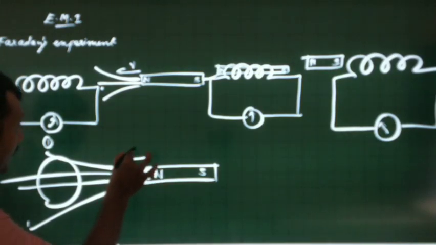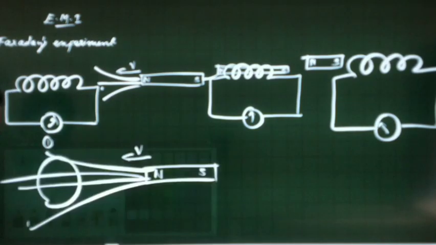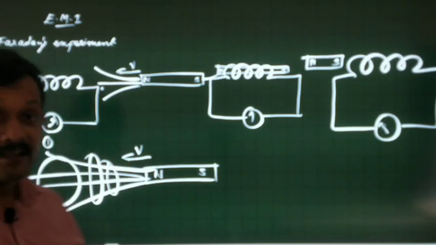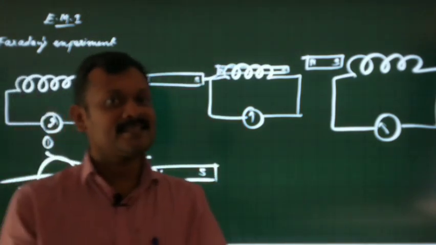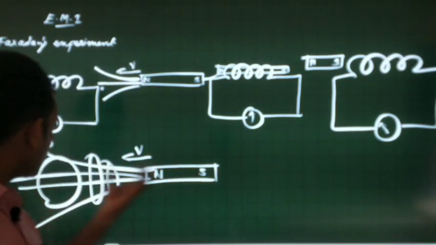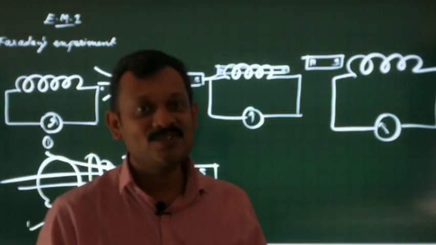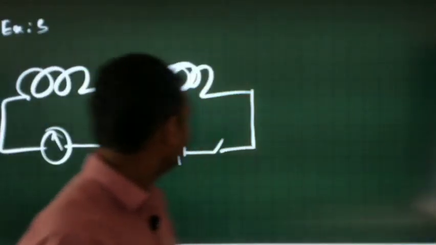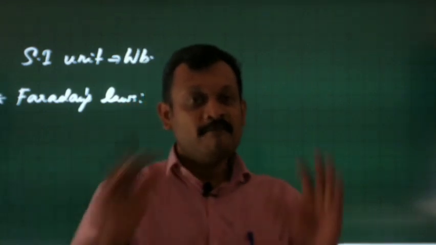Now when the magnet is moved with velocity v, what happened? As it comes closer, more and more field lines are intercepted by the coil, which means the flux linked with the coil is now changing. Now that's what I'm coming to. When the flux linked with the coil is changing, a current is induced. When the flux is constant, there is no current induced. When the flux changes, there is a current induced. So let me take the first law.